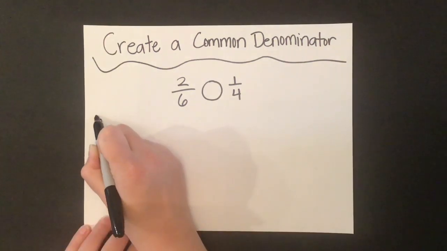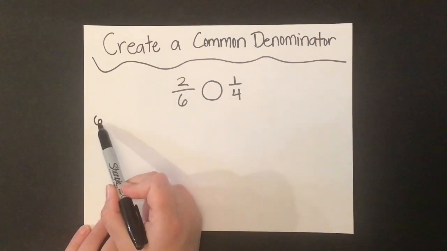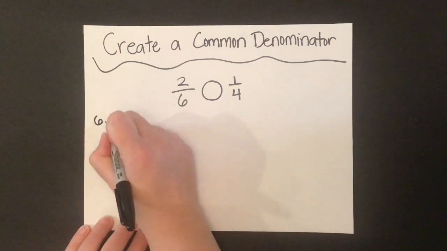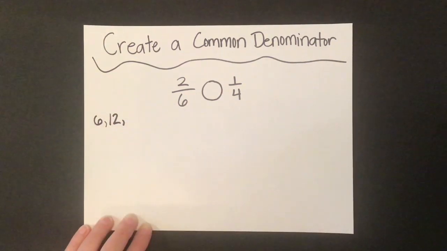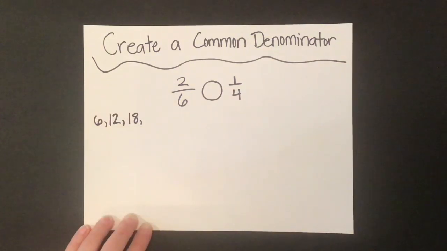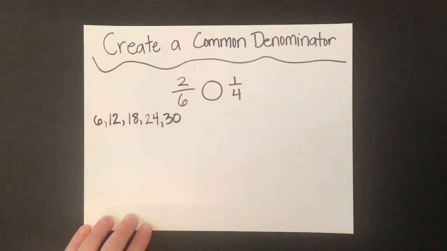We'll make a list of the multiples of 6. So remember, multiple means multiplication. So the first multiple of 6 is 6 times 1. And then 6 times 2 is 12. 6 times 3 is 18. 6 times 4 is 24. And 6 times 5 is 30. You can keep going, but usually I just find the first 3 or 4 multiples, and if we need to keep going further, we can.